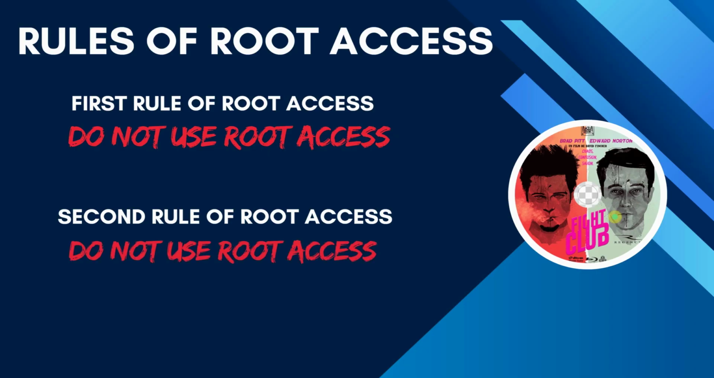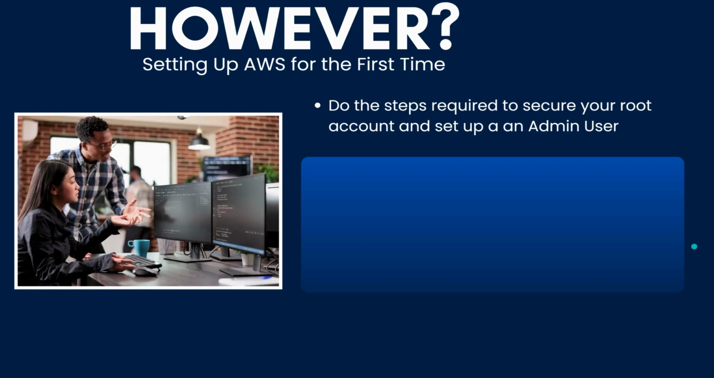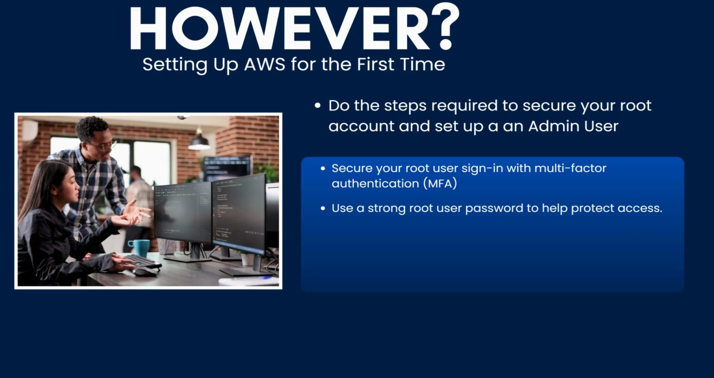And the second rule of root access, if you want to try and guess, is, of course, do not use root access. However, when you're setting up AWS for the first time, there's some steps required to secure your root account and set up an admin user. So enable multi-factor authentication, MFA, by going to My Security Credentials, selecting Assign MFA device, and following the setup with an authenticator app or hardware device. Next, if you haven't already, when you initially signed up, create a strong, unique password, at least 12 characters, mixing letters and numbers and symbols, and store it safely and never share it.